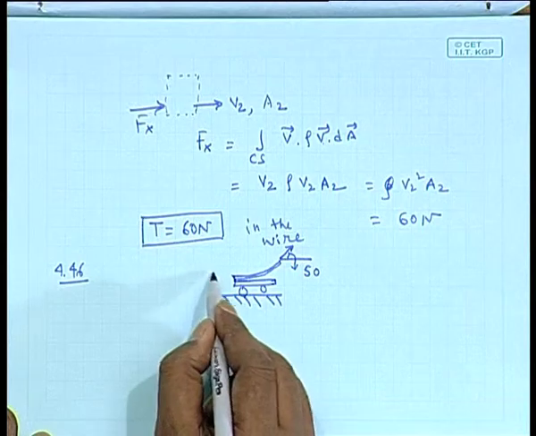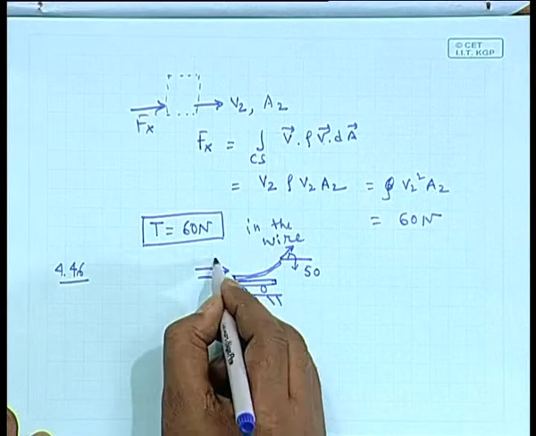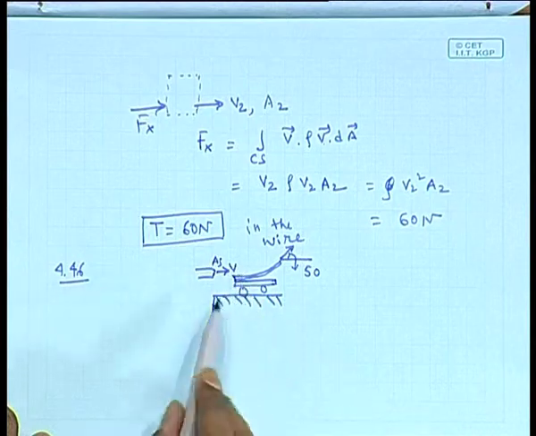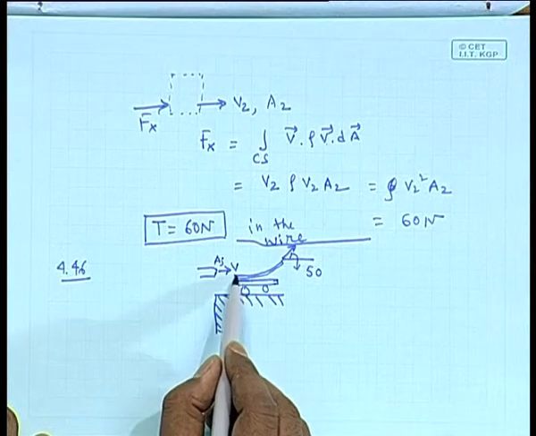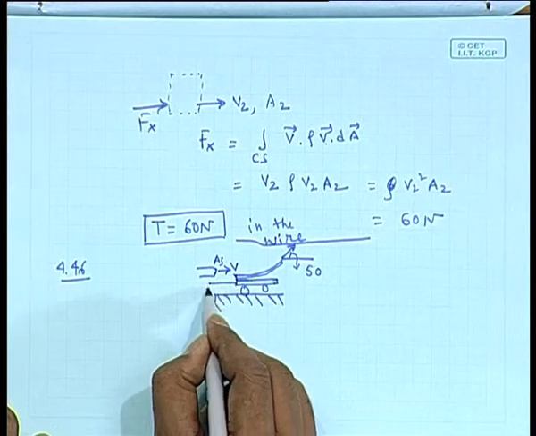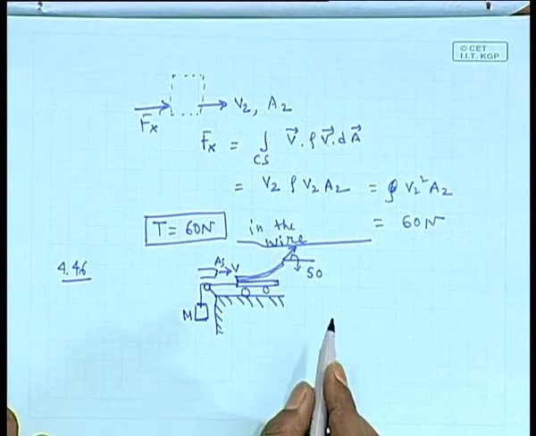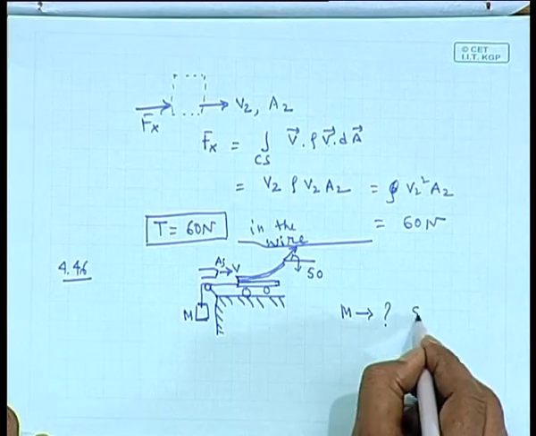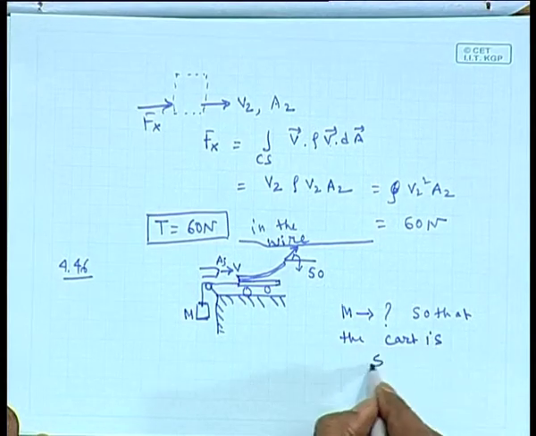And you will be having a nozzle here with area AJ. AJ is the area of the jet or the nozzle, with which water is issuing out with a velocity v, landing on this vane, then it will be going out, and you will be having a weight kept here through a pulley system of mass m, and you have to find out what this mass m will be, so that the cart is stationary.